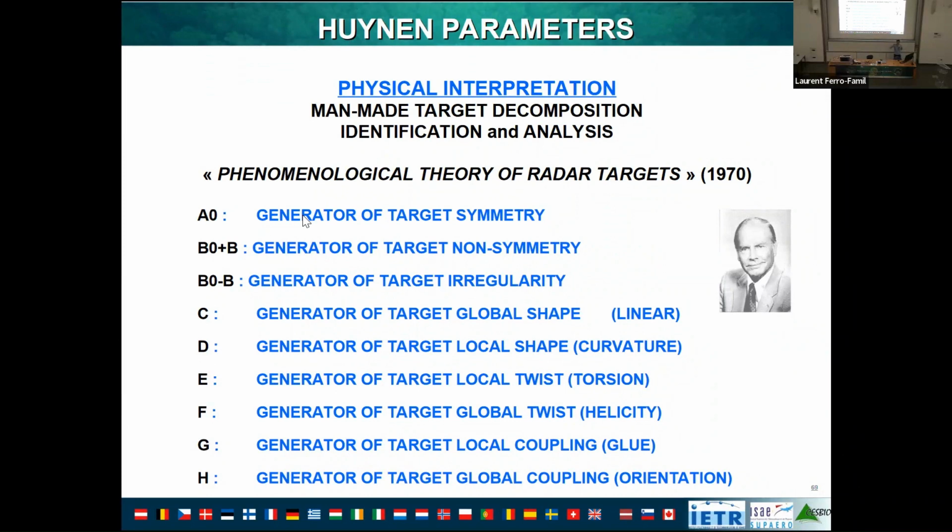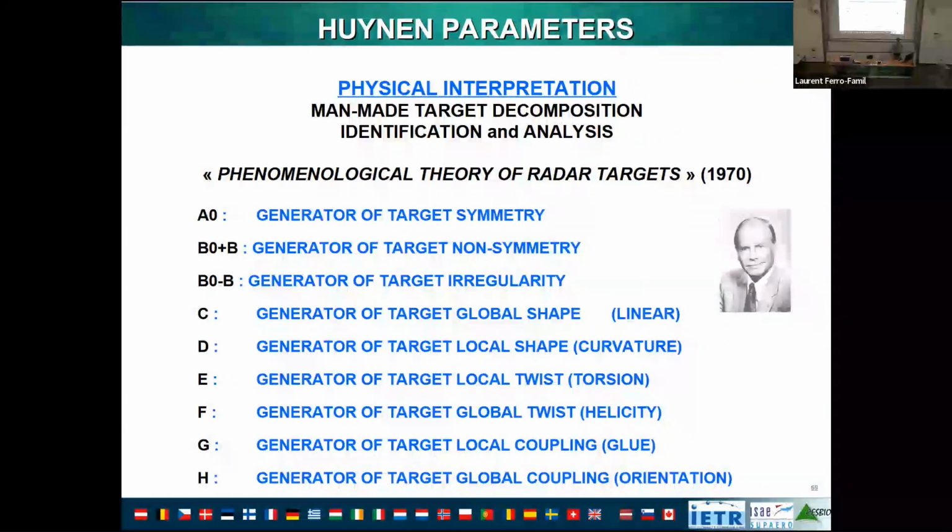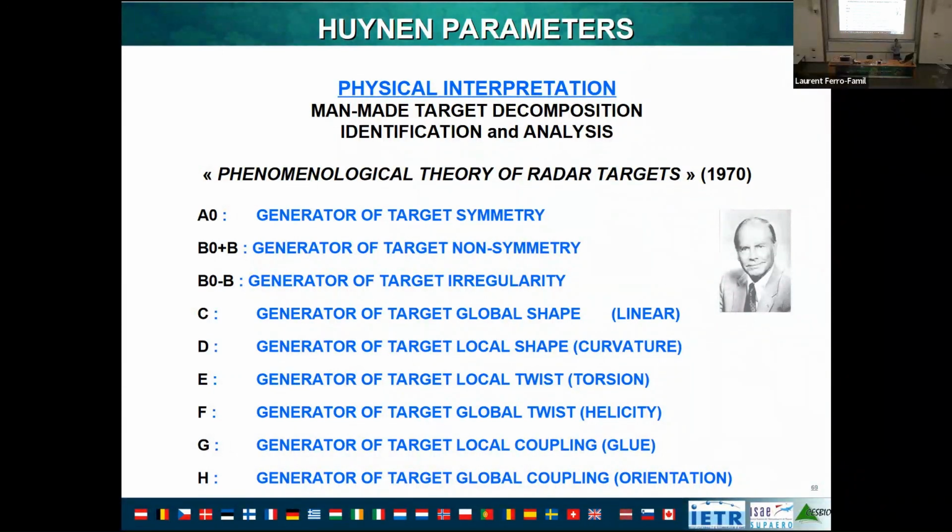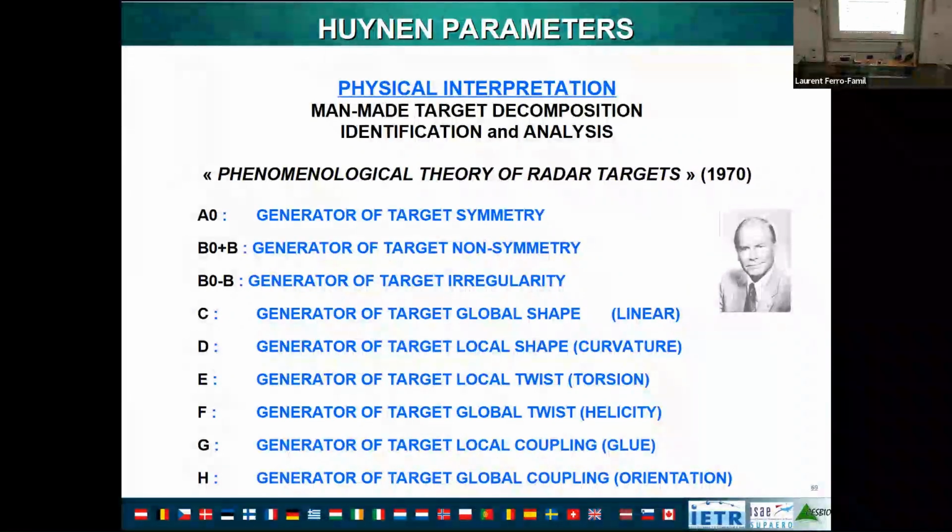Like this is a generator of target symmetry, non-symmetry, irregularity, and this is highly subjective. What is regular for you might not be regular for me. This is why afterwards, as you will see with Carlos, people tried to characterize polarization properties based on mathematical decompositions and interpretations that are more rigorous, or less subjective, than this one.